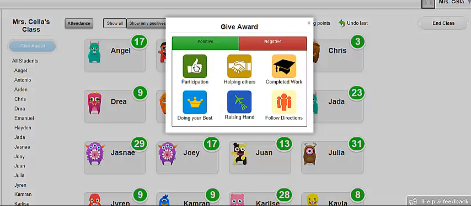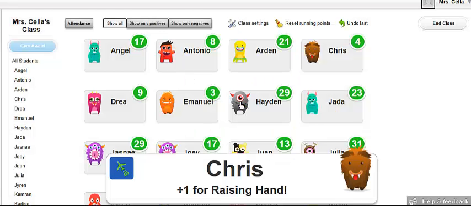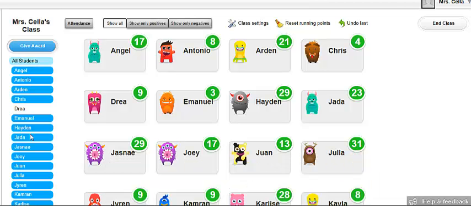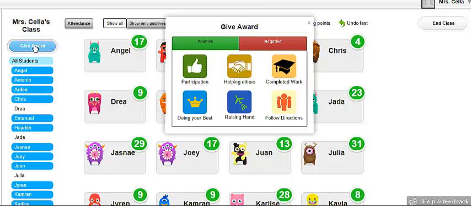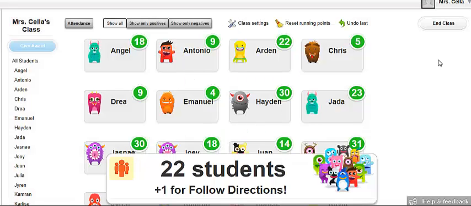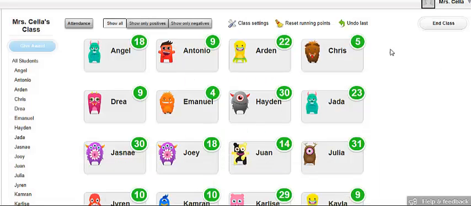And if they're getting a positive comment, maybe Christopher's raising his hand and not calling out, I can give him a point. I can also select from a group of students, maybe all of the students in blue here were doing a good job. I'll give them an award for following directions. And it just keeps a running tally of how many points they have. You can do this on a daily basis and reset the points.